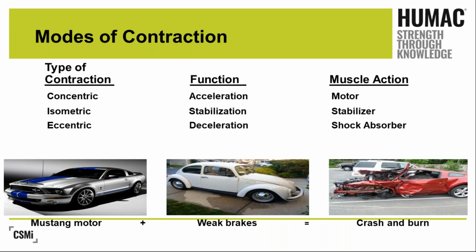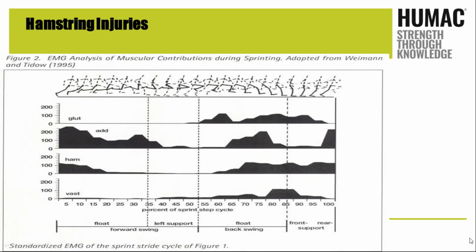So what happens when you develop somebody with a really strong motor, but extremely weak brakes? Most of the time, they're going to crash and burn. So one of the isokinetic pearls that we should leave you with is that most injuries do occur in the eccentric motor contraction. And it's really up to us to pay attention to that aspect.